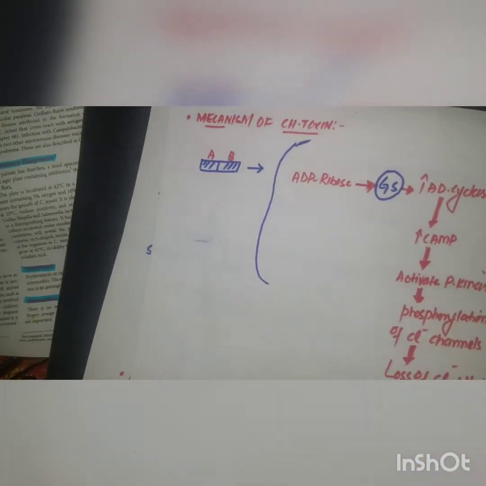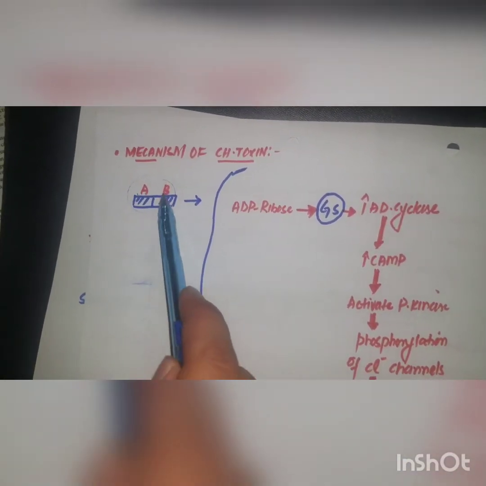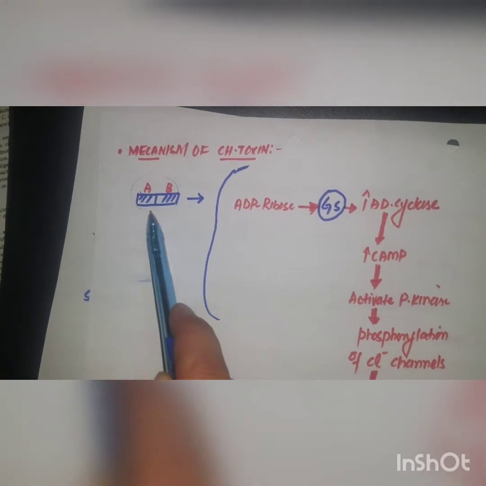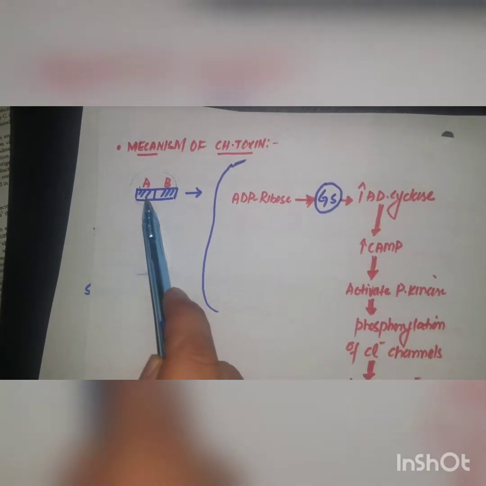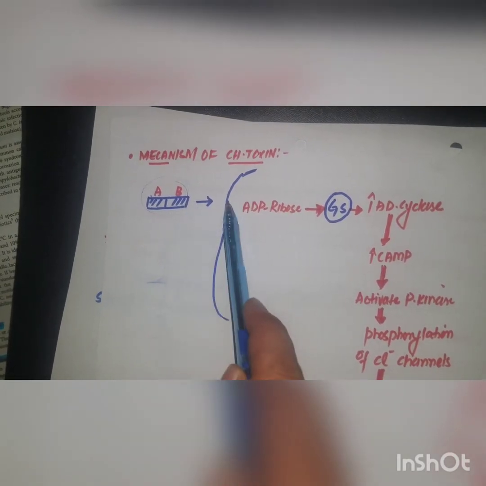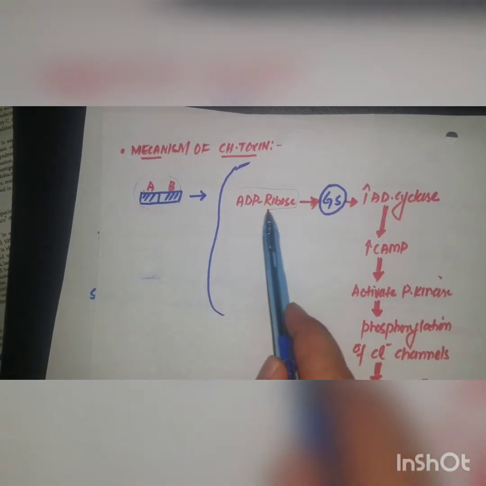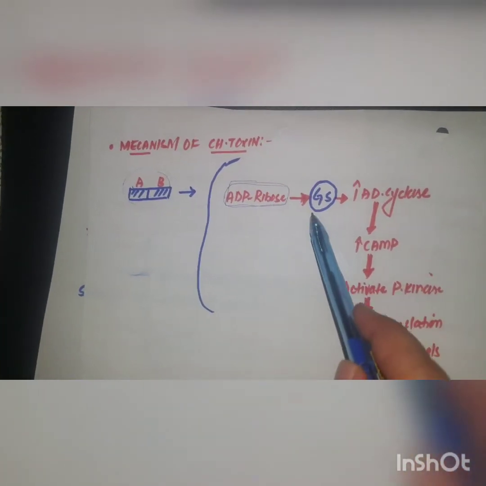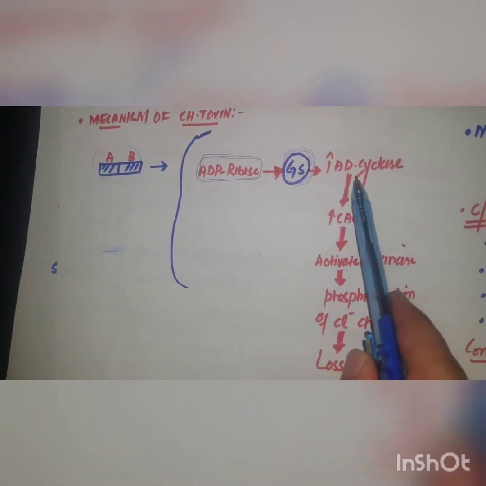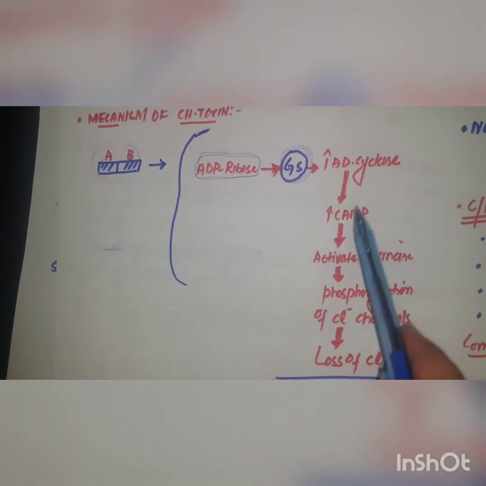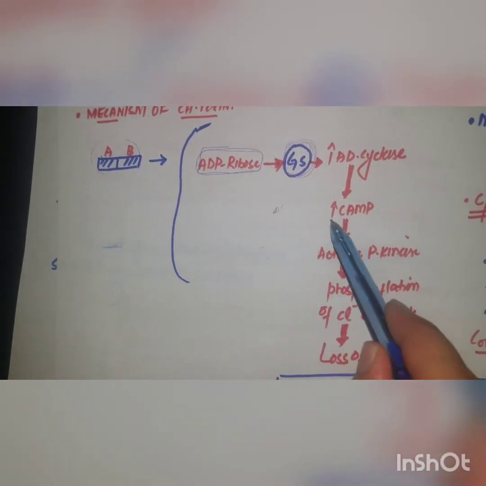Coming towards the mechanism of the cholera toxin, it consists of two parts, the A part and the B part. The B part is the binding subunit, and the A part is the active subunit which does the action. The B part helps in binding, and the A part is inserted inside. The A part causes ADP ribose to bind with the G stimulatory protein, which is a second messenger. By activating Gs, it activates the adenylate cyclase enzyme, which converts ATP into cyclic AMP.